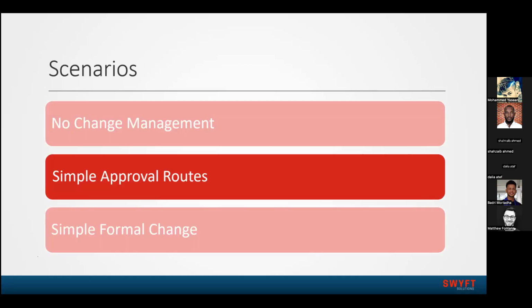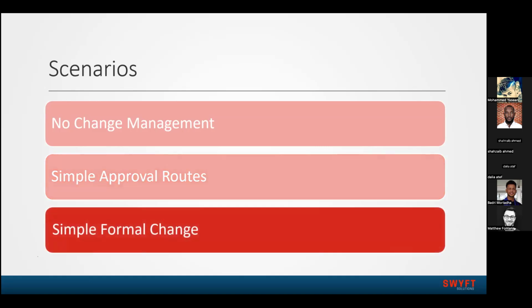So that's just the simple approval routes. At the very least, that helps get somebody a second set of eyes on it, which is very important to make sure that you have that security in releasing things and make sure that you don't send things off prior to approval.